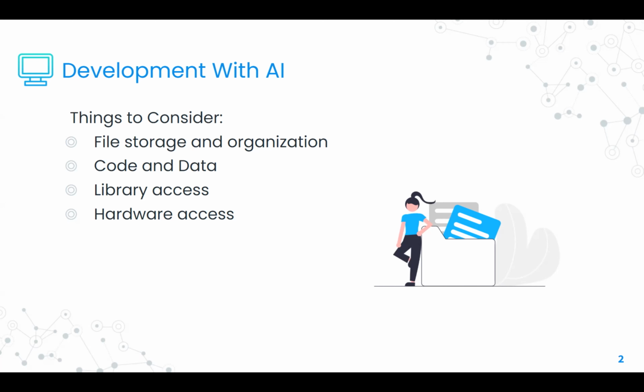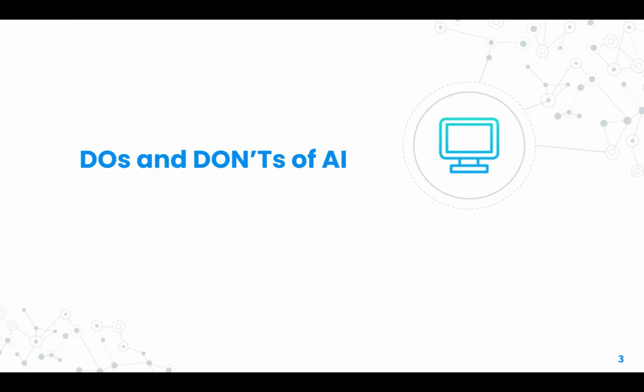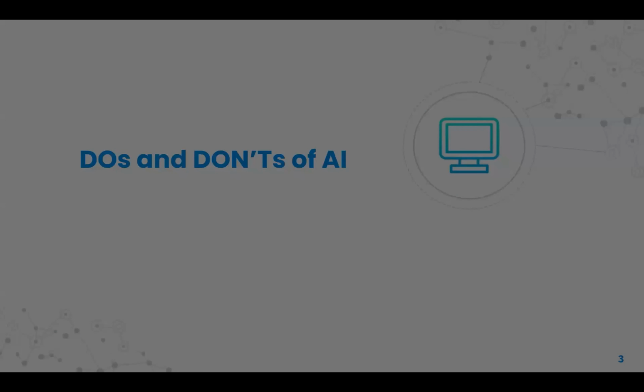And then hardware access. When you get into some more advanced machine learning projects, hardware plays a big factor. If you guys don't have the most advanced computers or you don't have the strongest GPU, there's ways around this. But when it comes to some of the more intense processing power that you need for AI, hardware plays a big deal. So before anything, we're going to jump into the do's and don'ts of AI.